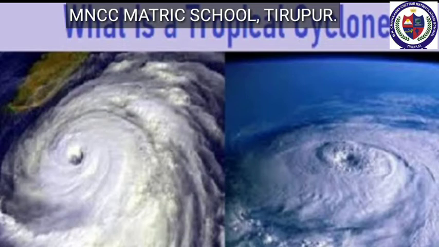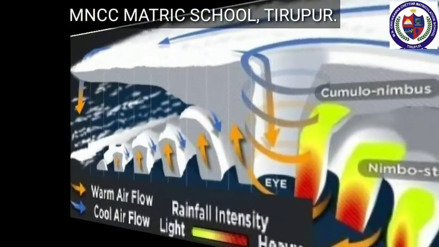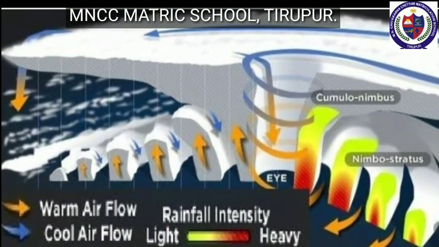Tropical cyclones often cause heavy loss of life and property on the coast and become weak after reaching the land masses. Next topic, temperate cyclones. Temperate cyclones are formed along a front where hot and cold air masses meet in mid-latitudes between 35 degree and 65 degree north and south. Temperate cyclones do not become weak like the tropical cyclones on reaching the land.